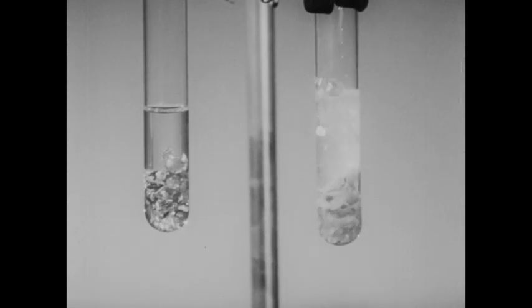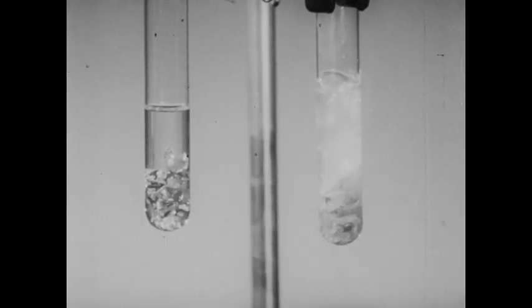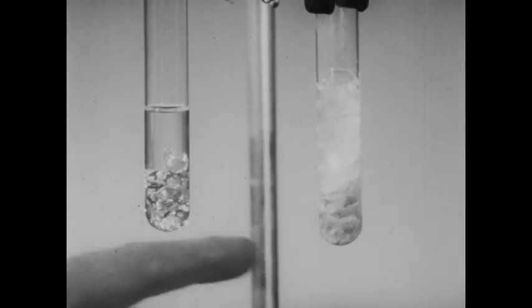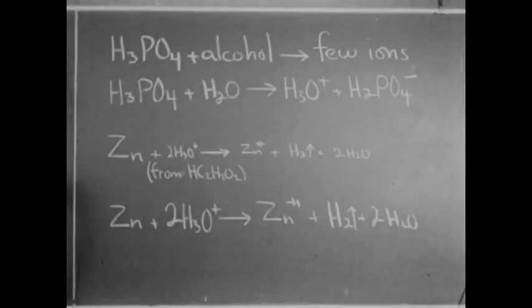This illustrates a rather general property. Because other things being equal, ionized solutes will ordinarily react more rapidly than molecular solutes. And we see an example of this phenomenon in the reaction of these two acids, acetic acid and hydrochloric acid, with zinc. The ionized acid reacting rapidly, and the weakly ionized acid reacting very slowly.